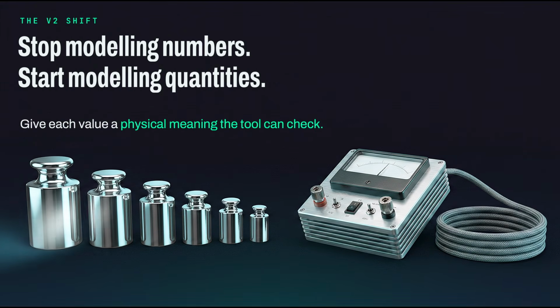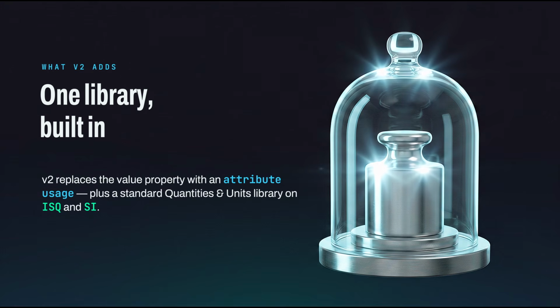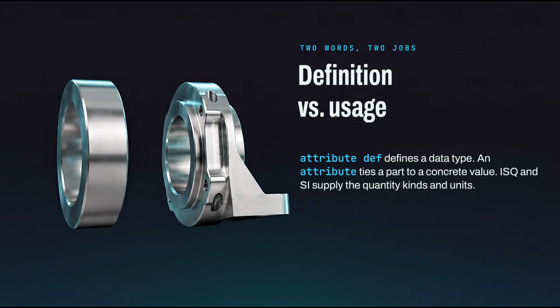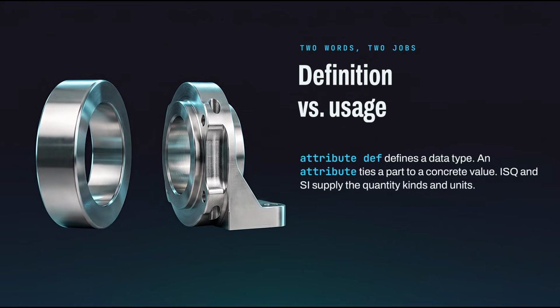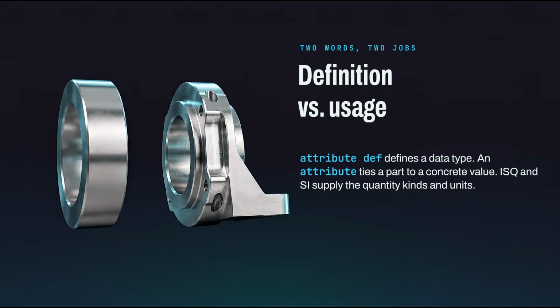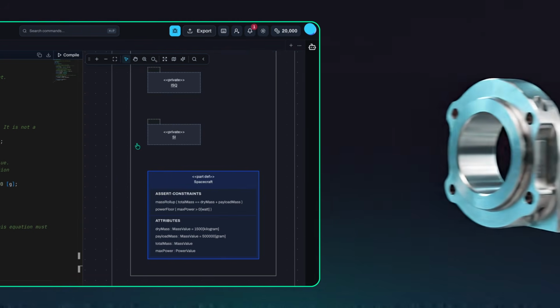The change in v2 is simple. Give each value a physical meaning the tool can check. SysML v2 replaces the v1 value property with an attribute usage. It also includes a standard quantities and units domain library built on the International System of Quantities, or ISQ, and the SI system. An attribute def defines a data type, and an attribute is the feature of a part or occurrence that relates it to a concrete value. The ISQ and SI libraries supply the supported quantity kinds and units. We will separate those ideas carefully after the example.